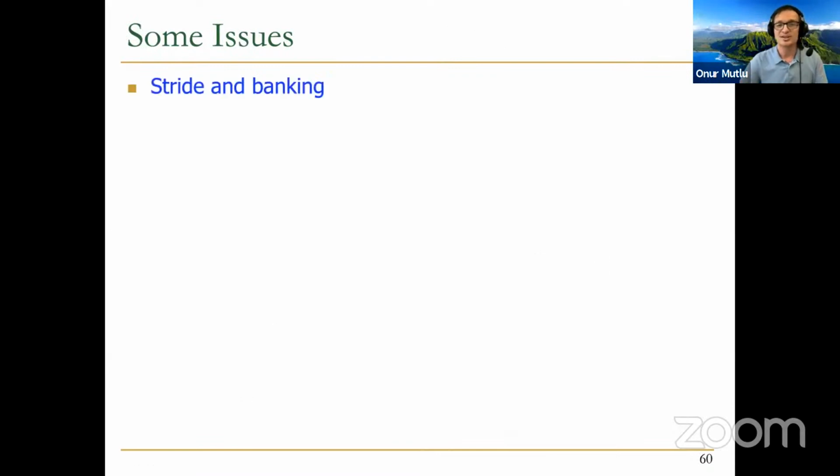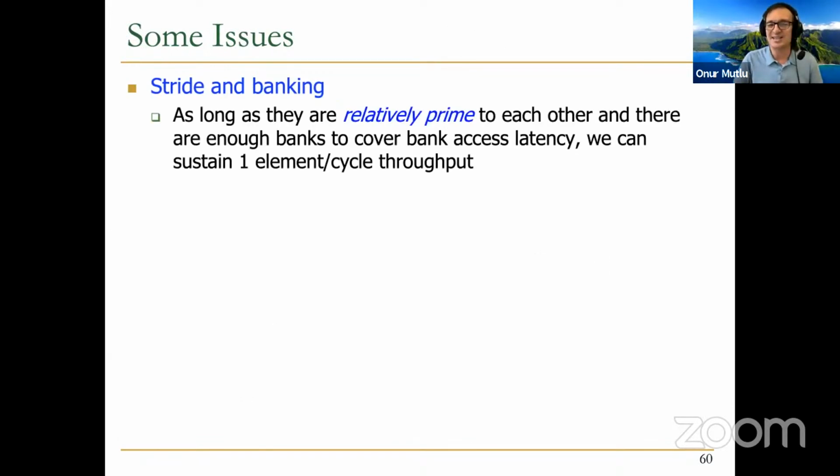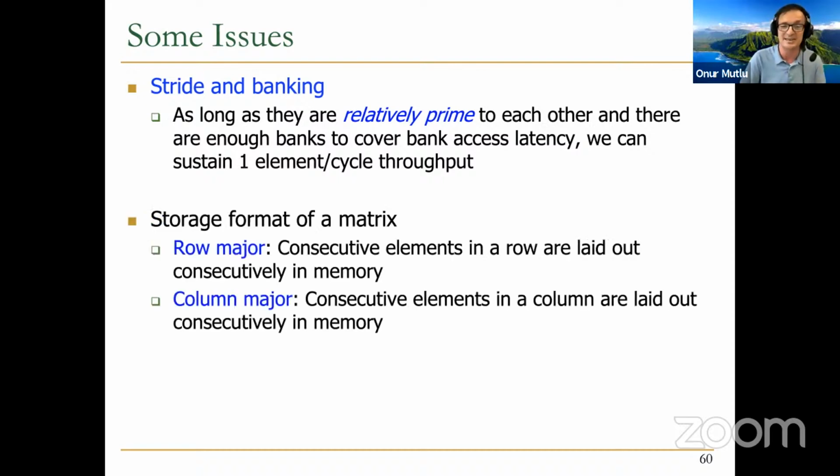Okay, so some issues, stride and banking are important, as we discussed. As long as they're relatively prime to each other and there are enough banks to cover the bank access latency, we can sustain one element per cycle throughput. So this is kind of going to be a review of what we've discussed. So I'm going to go through this relatively quickly, but we've already talked about stride and banking issues clearly, right? And I already said that as long as they're relatively prime to each other and there are enough banks to cover the bank access latency, we can sustain this throughput.